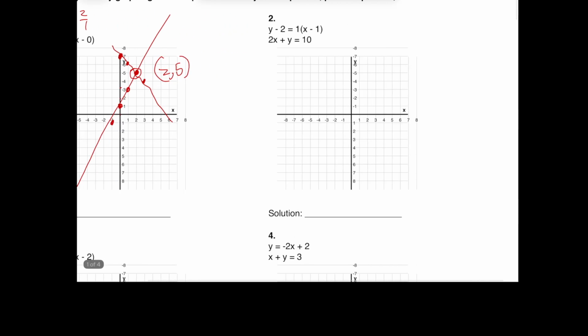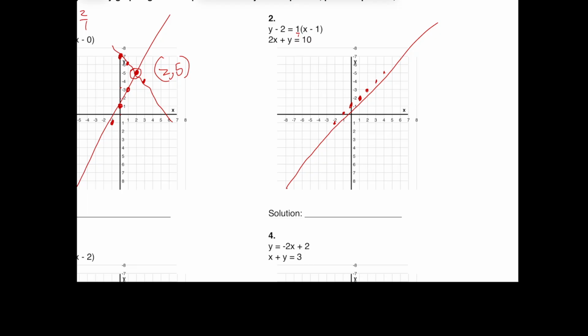Let's do number 2. The first one is in point slope. So the point here, remember, minus is in the actual equation. It's in the formula. So 1 and 2 are actually going to be positive numbers. So my x is 1 and my y is 2. So that's the point I'm going to start with. And I'm going to do a graph of 1 over 1. Up 1 over 1, which is the same as down 1 over 1, and so on and so forth.